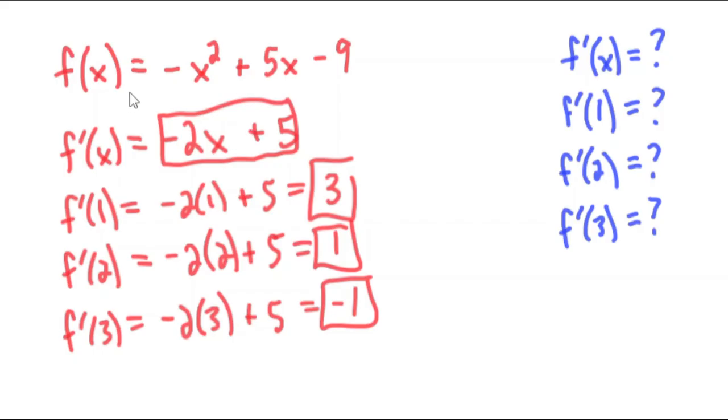Okay, but how would you use the definition of derivative to find the derivative of this function, right? We found the derivative using the rules, and then we found f prime of 1, 2, and 3. We found it as these values here, these slopes.